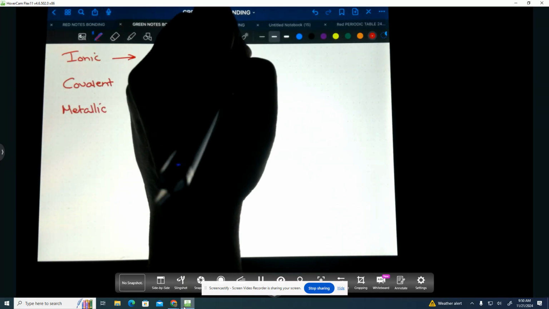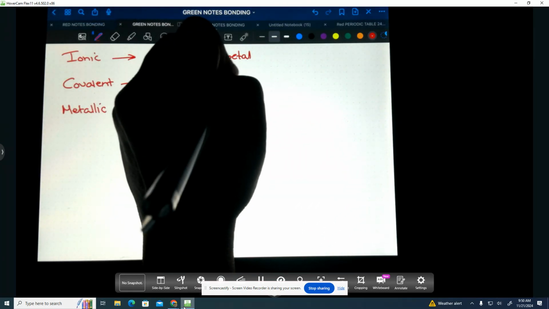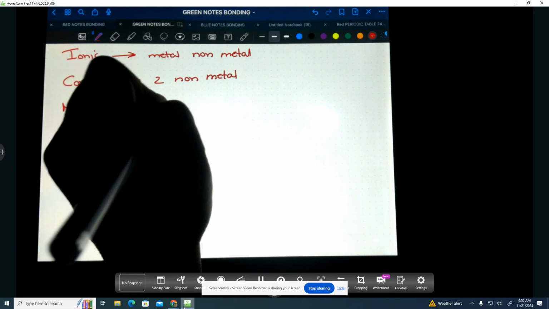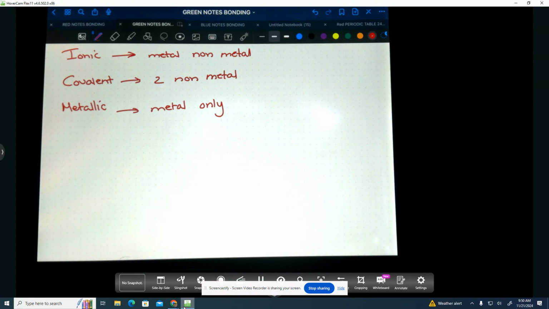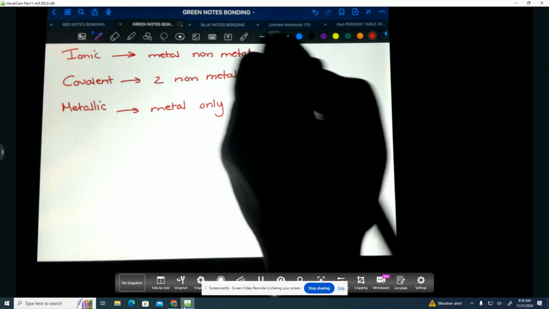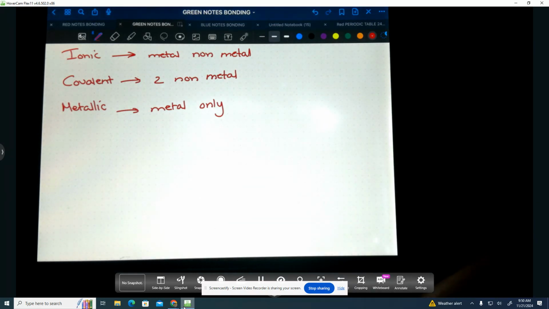So right now we have done ionic bonds, we have done covalent bonds, and we have done metallic bonds. Ionic bonds are a metal and a nonmetal. You know this already. Covalent bonds, 2 nonmetals. And then metallic bonds are metal only. Any questions? Okay. Ionic only conducts when it's liquid or aqueous. Covalent never conducts. Metallic always conducts.